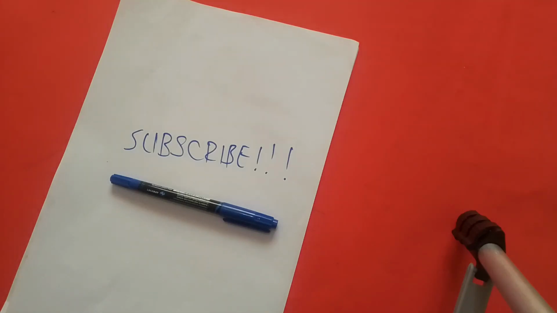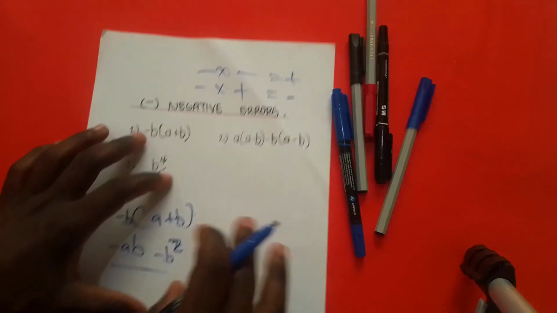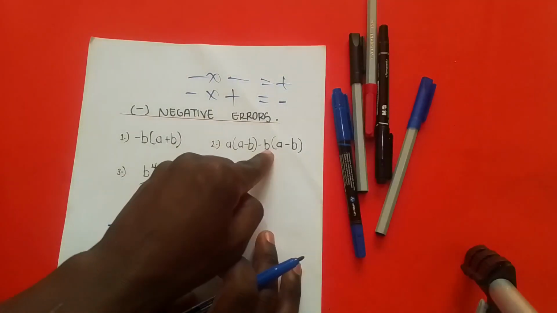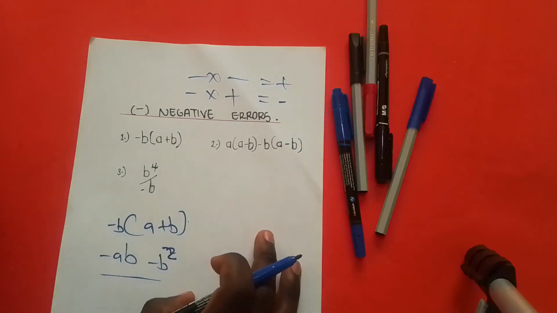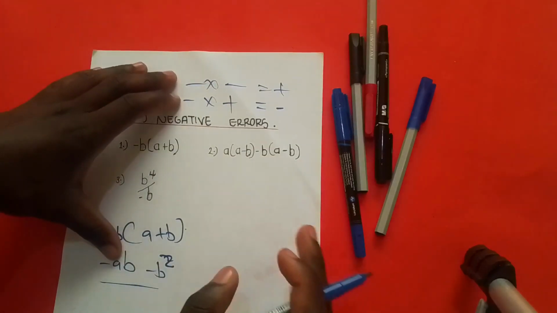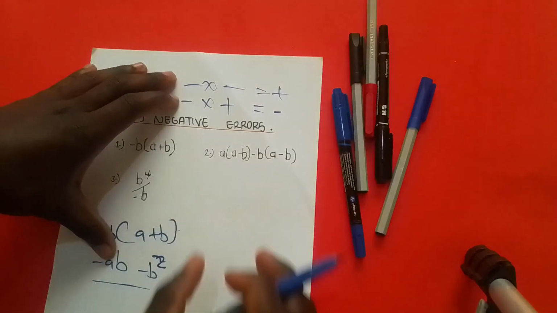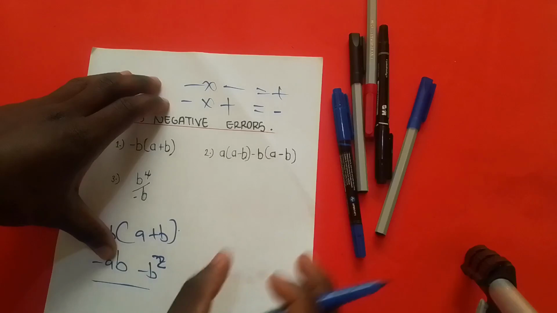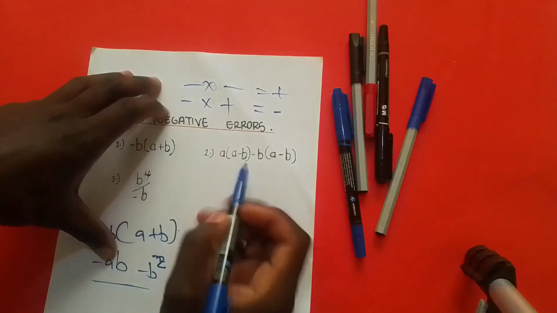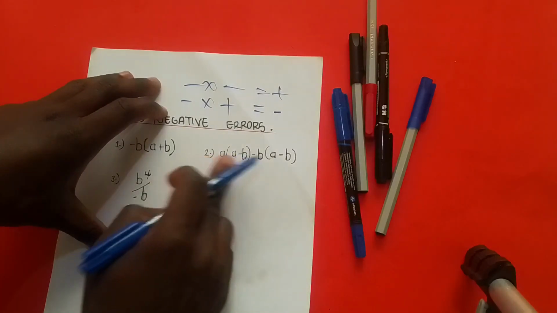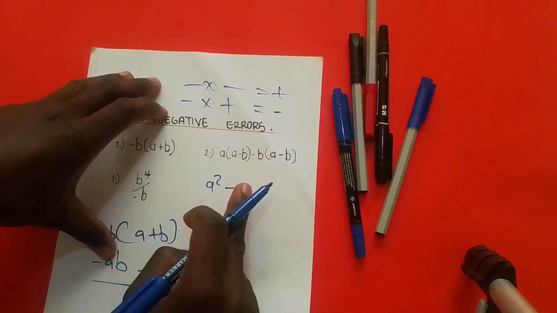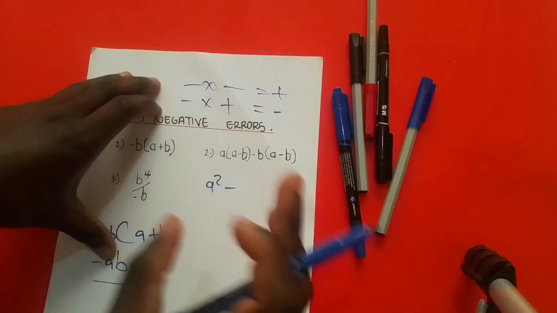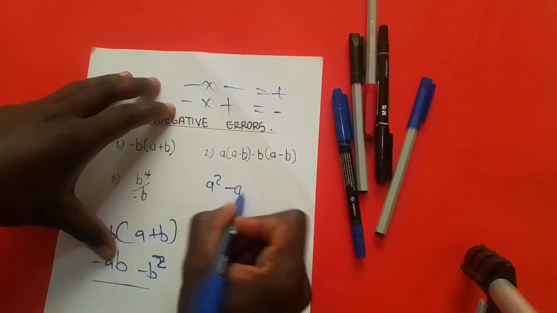And let's move on. Question 2 is a quite tricky one because we have a positive outside the bracket and we have a negative outside the bracket. So when you're dealing with this kind of scenario, in the first bracket nothing will change because there's a positive outside the bracket. So we're just going to end up with a squared, a times a squared, negative b here multiplied by a will always be negative ab.